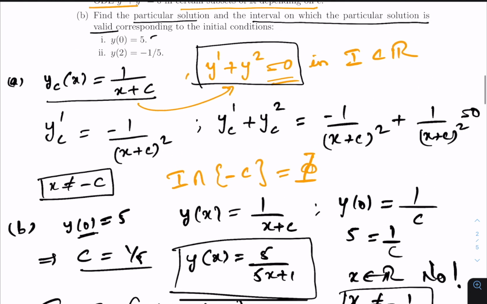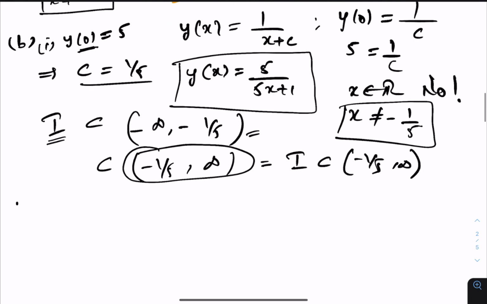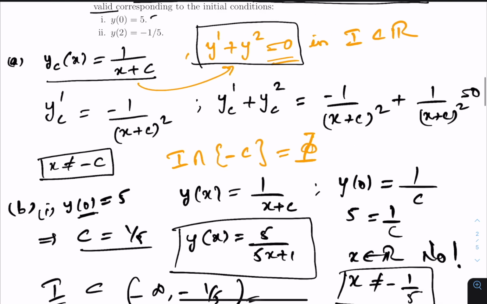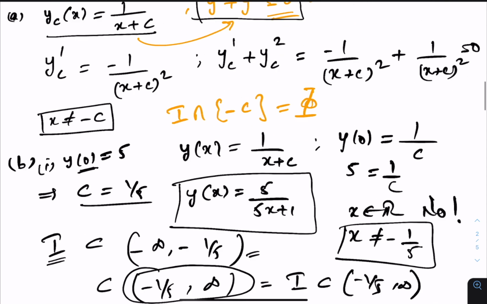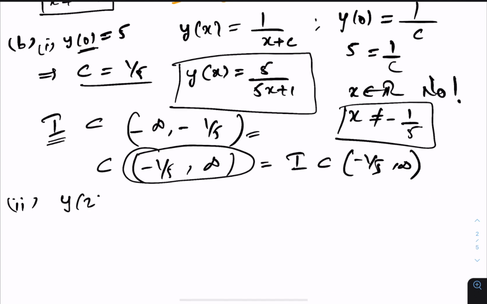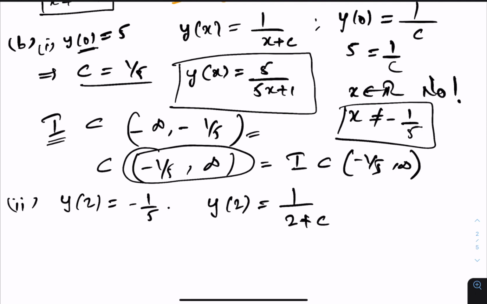So now this is B1, right? Now let's do B2. B2 is given to be y(2) = -1/5. We do the same thing. So y(2) is 1/(2 + c), which means y(2) is -1/5, 1/(2 + c), which tells you that c is -7.